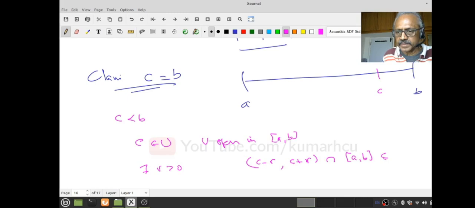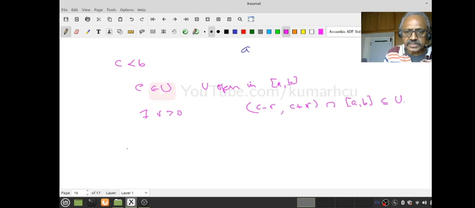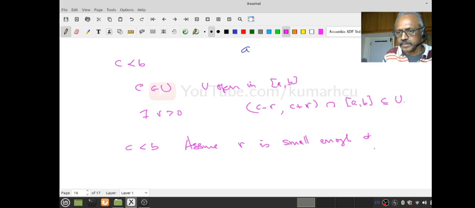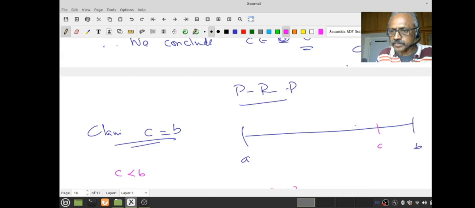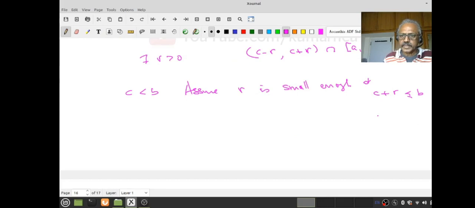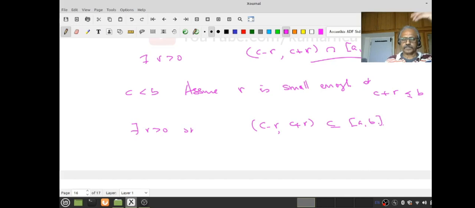Now since C is strictly less than B, we can assume R is small enough so that C plus R is less than or equal to B. Yes, there is some R, you follow that. So my C minus R may be like this. I can choose R small enough so that this is C minus R to C plus R. Do you agree with that? Therefore, there is an R positive so that C minus R to C plus R is contained in the interval AB, because C plus R is less than B.